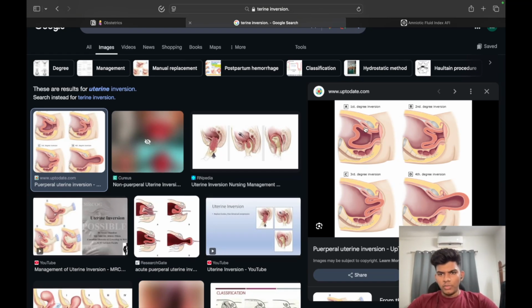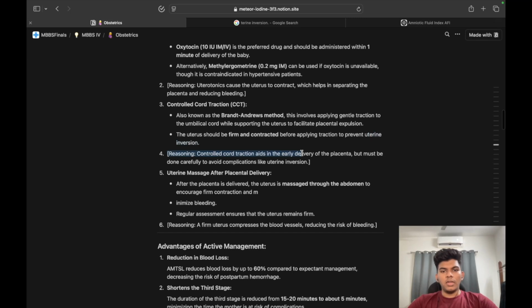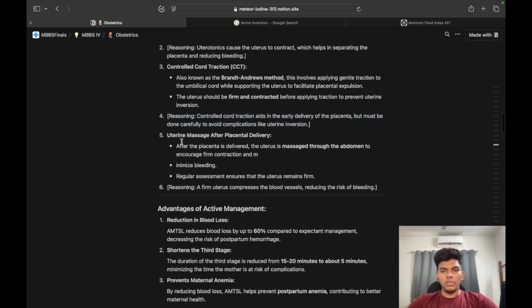Yeah, so you can see over here the uterine inversion. You can see it comes down and finally this is the 4th degree, it's completely out. Reasoning: controlled cord traction aids in early delivery of the placenta, but it must be done carefully to avoid the complication of uterine inversion. Uterine massage after placental delivery.